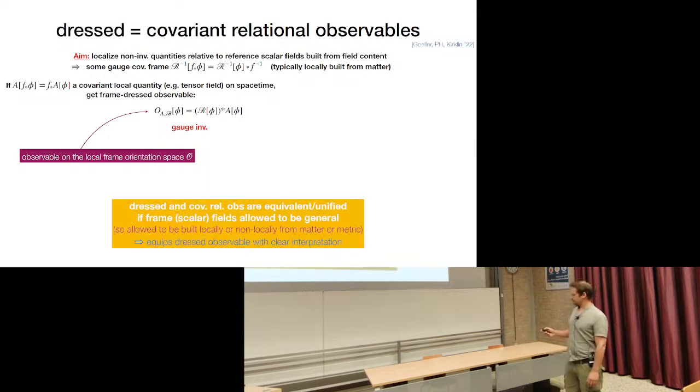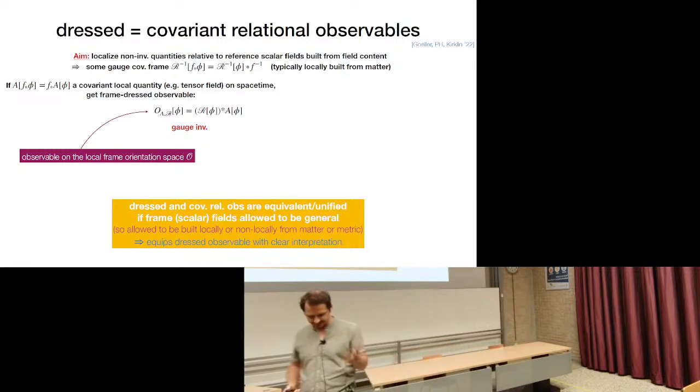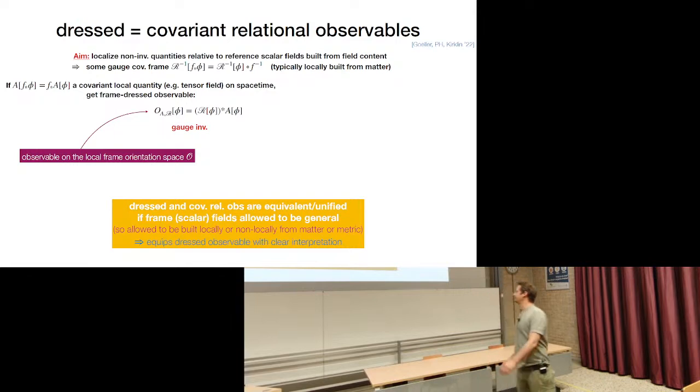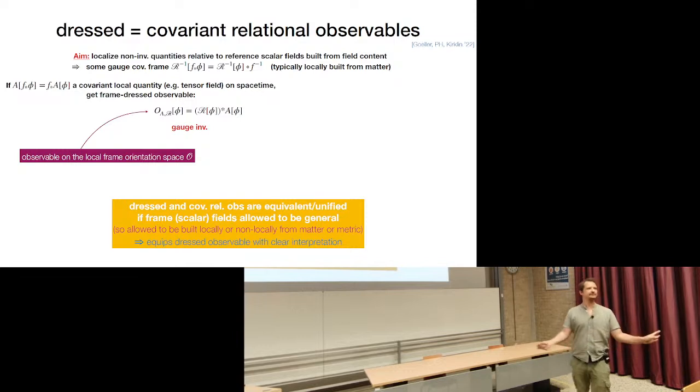Okay, now it should be fairly clear from what I'm telling you here already that dressed observables and covariant relational observables are basically the same thing. In particular, if I allow the frame fields to be general, meaning they can be built out of matter or geometric degrees of freedom, they can be locally constructed, non-locally constructed, if I allow all of that, then they're exactly the same.